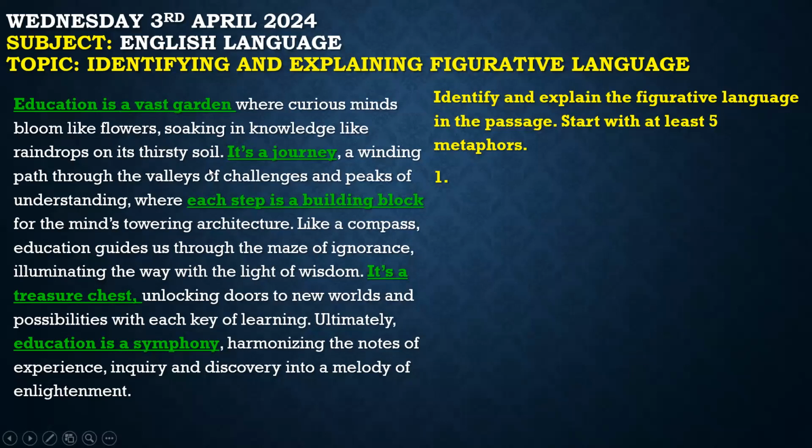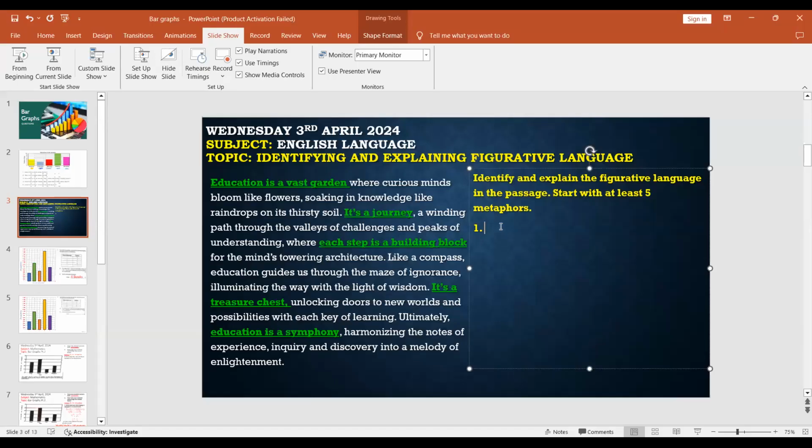Valleys. Raindrops, right? Towering architecture, so we could see that. How about light, right? Lights, doors, key, right? We even have notes, right? So all those are different symbolism or imagery that helps to bring this passage together, all right? Okay, so let's identify them and explain them. The first one is education is a vast garden.